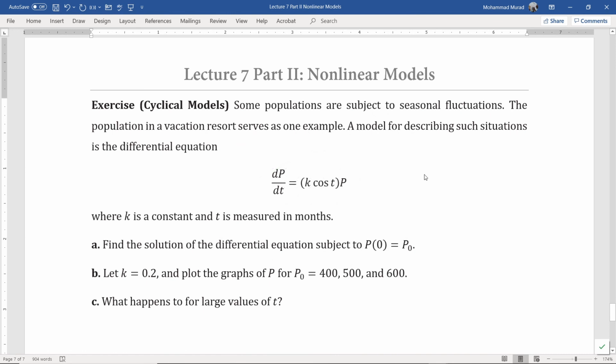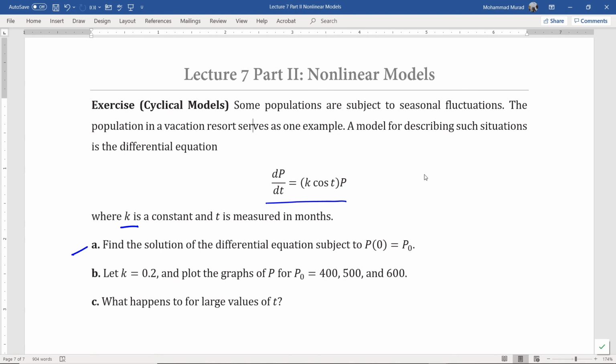Exercise. Some populations are subject to seasonal fluctuations. The population in a vacation resort serves as one example. A model for describing such situations may be given by the following differential equation. dp over dt equals k cosine of t times p, where k is a constant and t is measured in months.